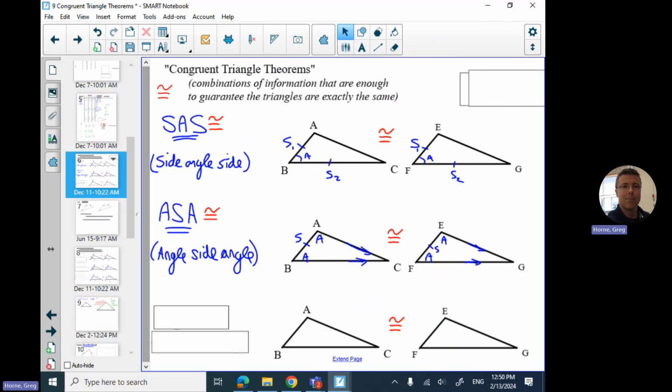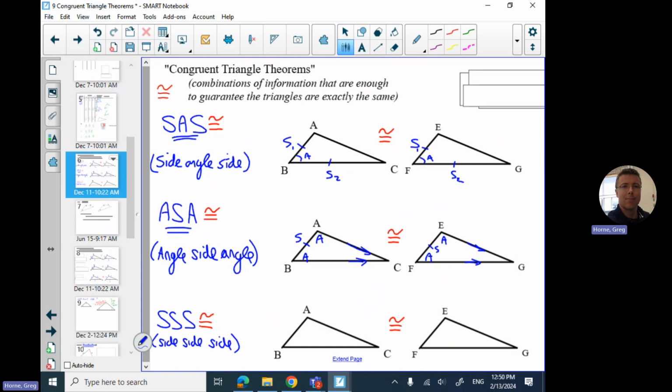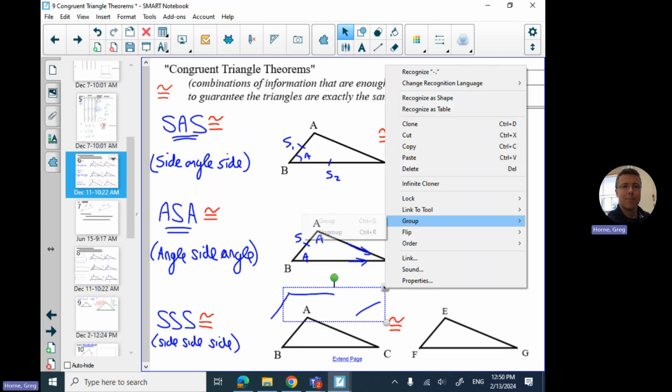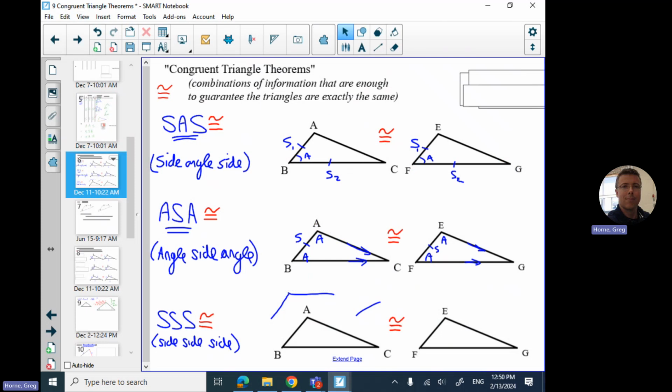The other one was side, side, side. I mentioned it was a little harder to draw, but if you had a length and another length, I'll try and do separate pieces here. A length, and a length. Put those pieces together. They're joined right now, but you get the idea that you'd want to try and put them together so they form a triangle.